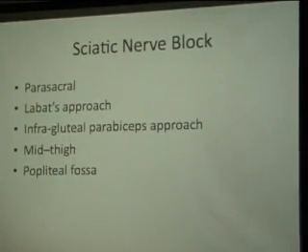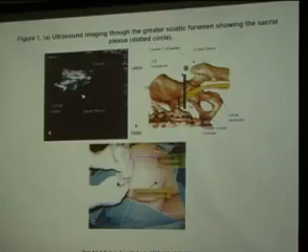Let's move on to the sciatic nerve, which is an output of the sacral plexus. It can be blocked in the parasacral area, the classic Labat's approach, infragluteal parabiceps approach, mid-thigh, and the popliteal fossa. I'll show you a video of how we do the parasacral blocks.